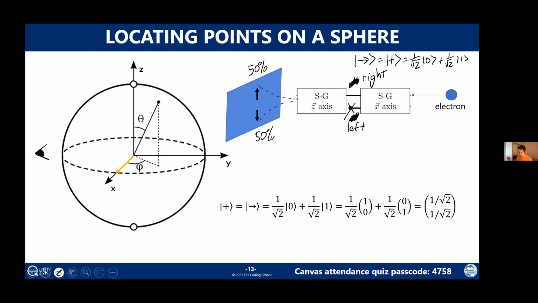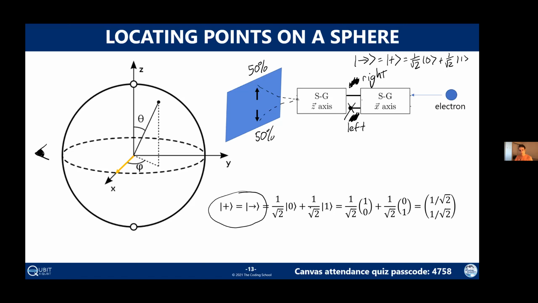This is the full line of math that I was talking about. We keep the spin right particles, which we define as being ket plus. That is equal to 1 over root 2 ket 0 plus 1 over root 2 ket 1. Again, this is just a definition. And if you use the probability postulate, you would see that it gives you 50% of the electrons going to 0 and 50% of the electrons going to 1.